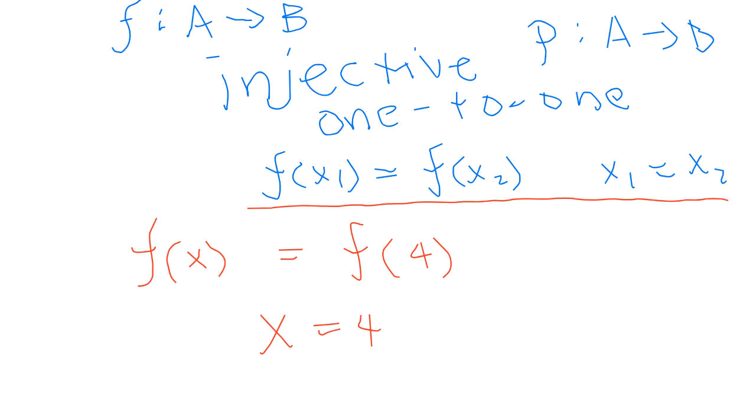So that's another way of saying that if one element in A is going to an element in B, and you seem to have a next element in A going to the same element in B, it means that the two of them must have been the same. Otherwise, it would not have been injective.